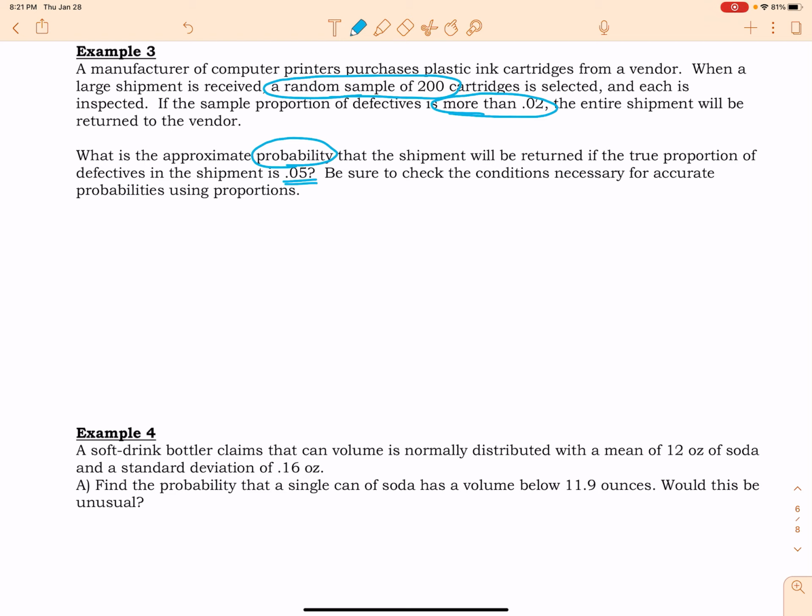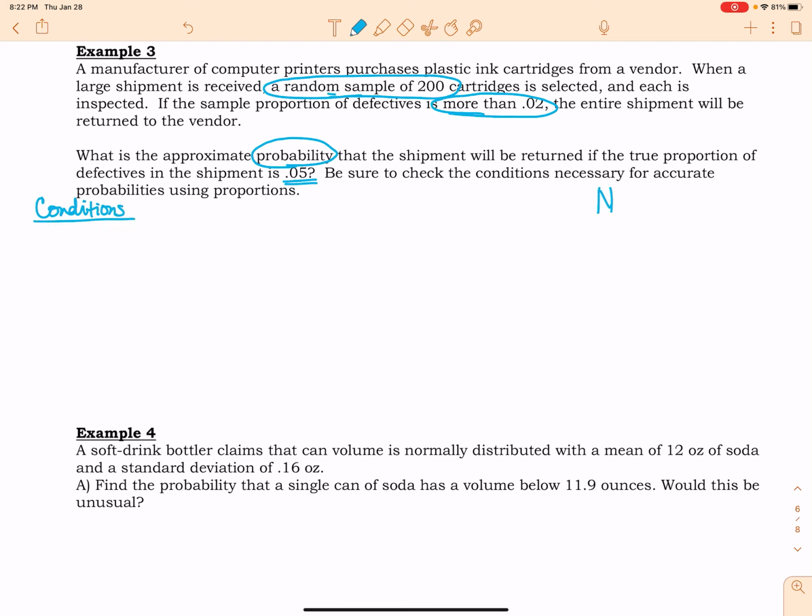Okay, groovy. So we have a proportion. We are looking for a probability, so we are going to use a probability distribution. What would be swell and easy to use as long as our sample's big enough? It'd be the normal curve. So we are going to go through our conditions.